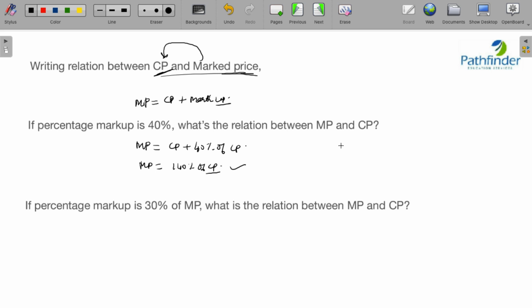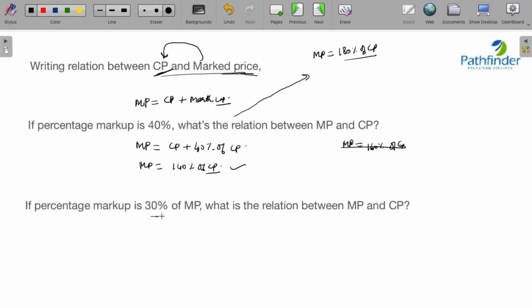If the percentage markup is 60%, then marked price will be 160% of CP. ध्यान रखना. If the percentage markup is 80%, then marked price will be 180% of CP. Instantly दिमाग में आना चाहिए. Please make sure that you practice a lot on this.